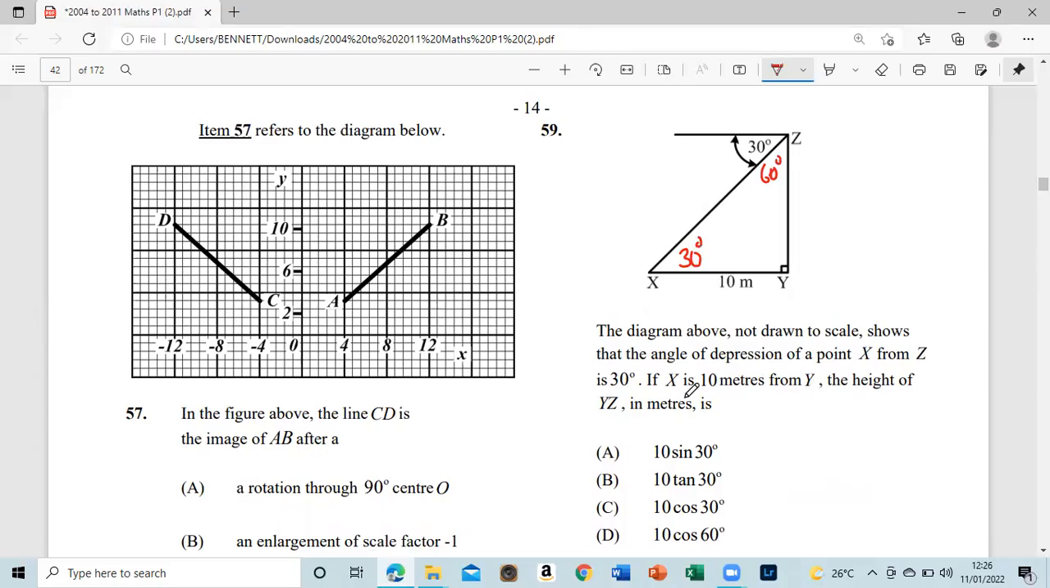We are asked for the height of YZ. So we get this, it would be opposite over adjacent, so tan 30 equals YZ upon 10. Cross multiply now. So it's 10 times tan 30.